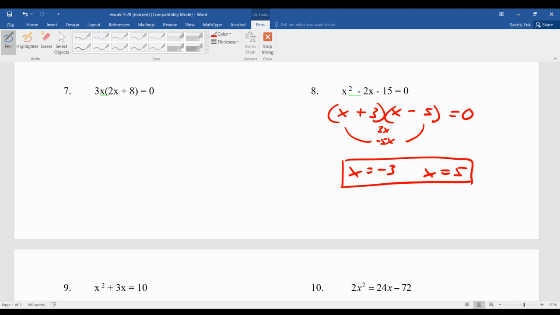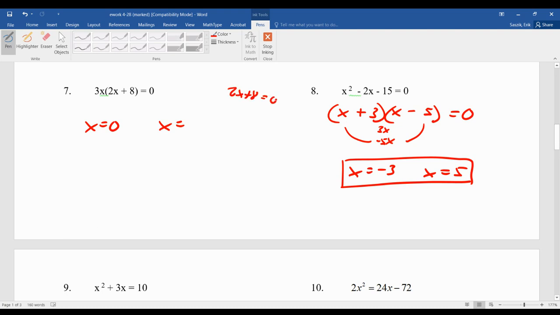Now this problem number 7, sometimes people look at this and they want to distribute right away. But remember, this one's already factored for us. That's a good thing. That makes it easy. What's gonna make this first term come out to 0? X would have to be 0. What's gonna make this second term come out to 0?